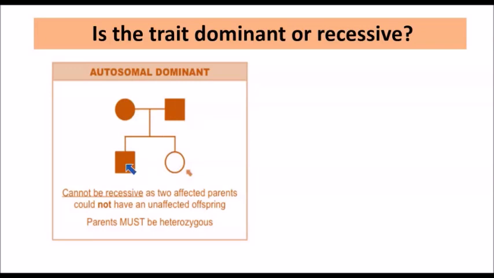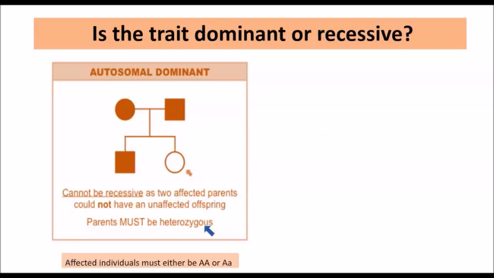So this individual would have inherited the dominant alleles from the parents, making them affected, while this individual who is non-affected would have inherited two recessive alleles, one from each parent. That's the only way that this individual would be unaffected. So this is showing you about traits that are autosomal dominant.